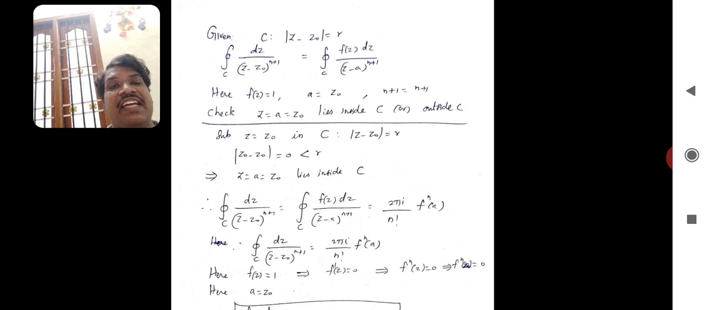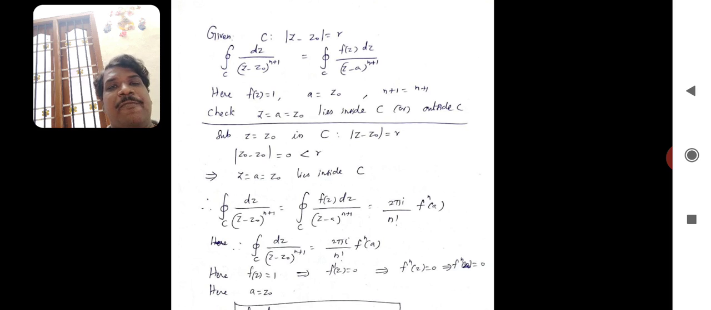Now you take the given integration over C, dz by z minus z0 whole power n plus 1. I have decided that the suitable formula to solve the given integration is the Cauchy's integral formula for derivative. So therefore I am going to compare the given integration with integration over C, f of z dz by z minus a whole power n plus 1. And you can compare and write what is your f of z. So f of z is nothing but the numerator, which is 1, and a is z0. n plus 1 is the same n plus 1.